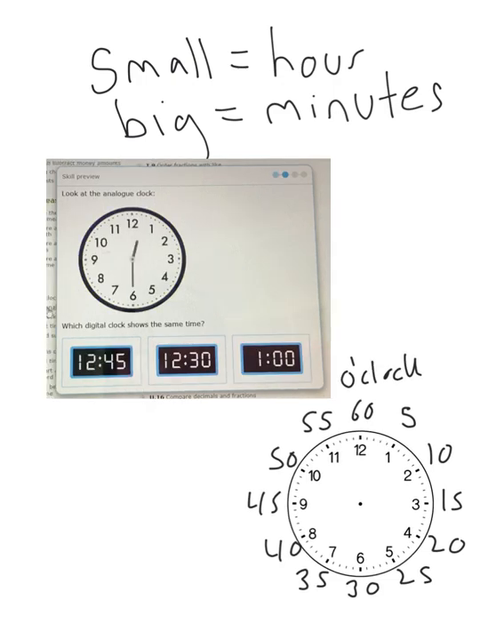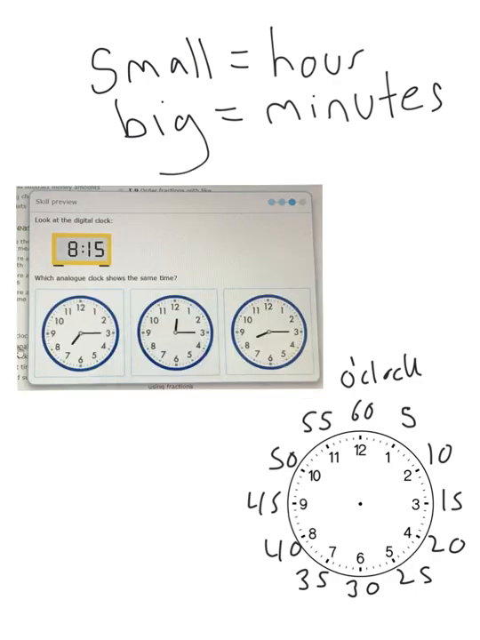Okay, same process for this. We look and we see our little hand is between the 12 and the 1, so it's actually still in the hour of 12, which makes sense for these two. Then we're counting the big hand, the minutes, 5, 10, 15, 20, 25, 30, which makes sense down here with our 30, so it must be 12:30.